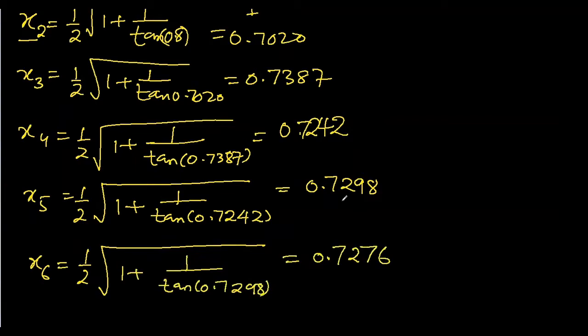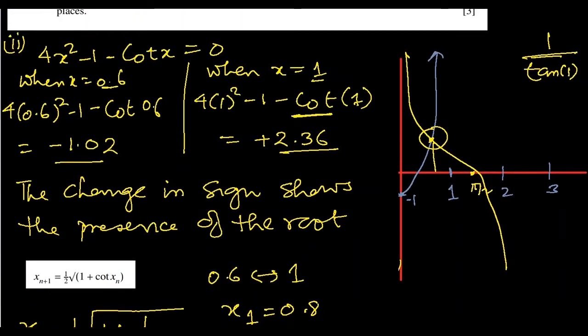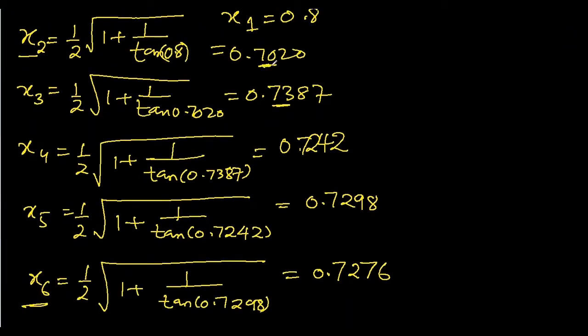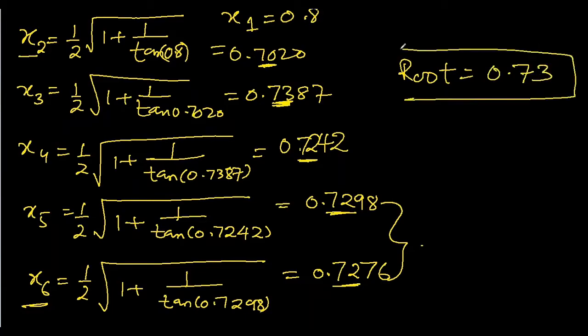So now you can see that I went up to x6. Why? Because I round them off to 2 decimal places, which they are asking in the question. If you go back to the question, they're saying every iteration should be 4 decimal places and correct to 2 decimal places should be the root. So when I round them off, this is 70, this is 74, this will be 72, this is 73, and this is also 73. Whenever they become equal, we stop. So the root is 0.73 because here it is stabilizing.